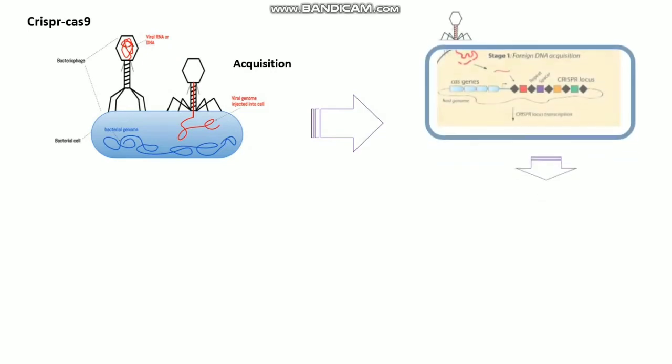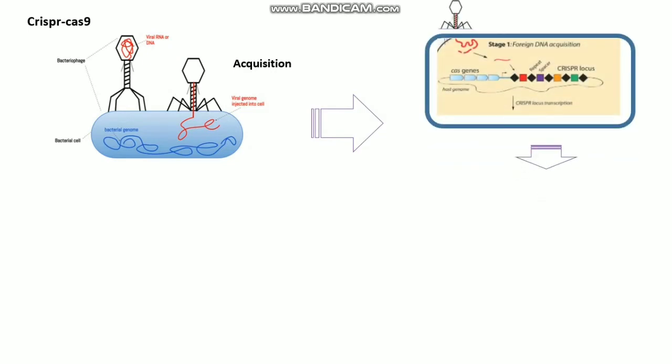So next, after infection, the DNA sequence from the bacteriophage goes into the host CRISPR locus. After incorporating this genome from the virus, some small sequences of this foreign DNA, called spacers, are assembled into the CRISPR locus inside the bacteria.